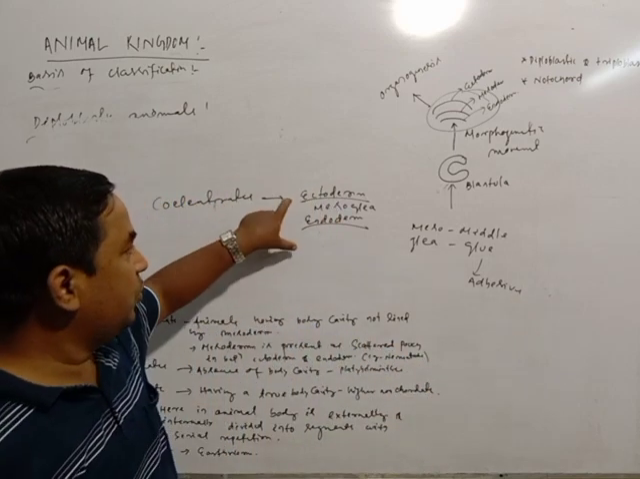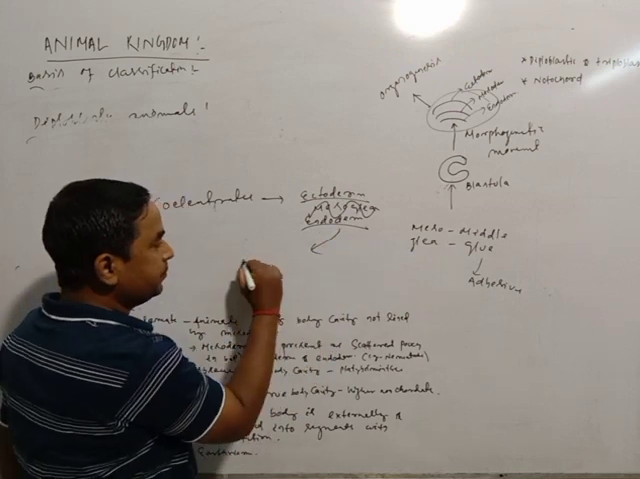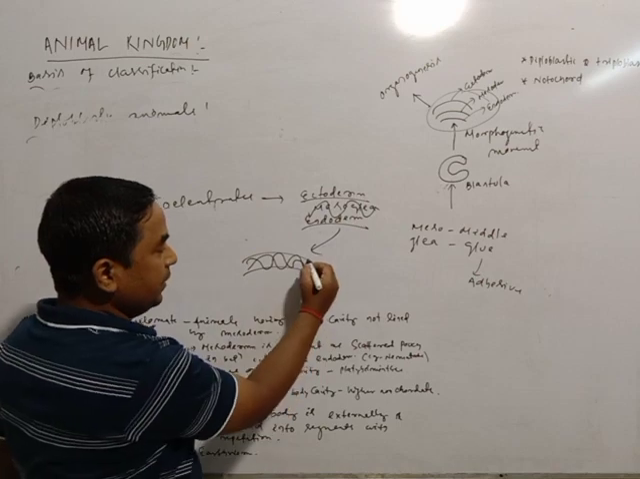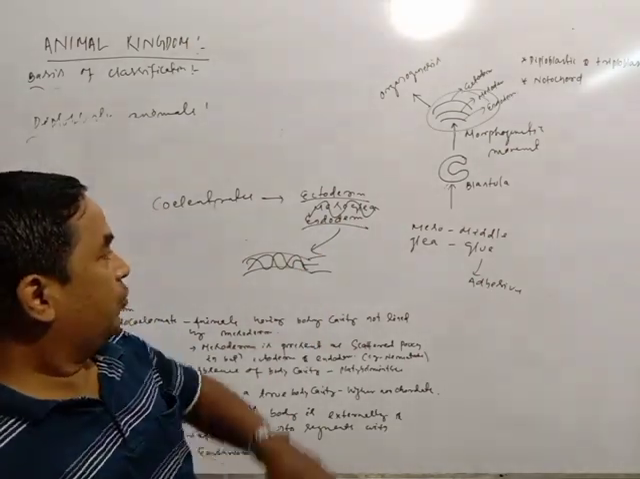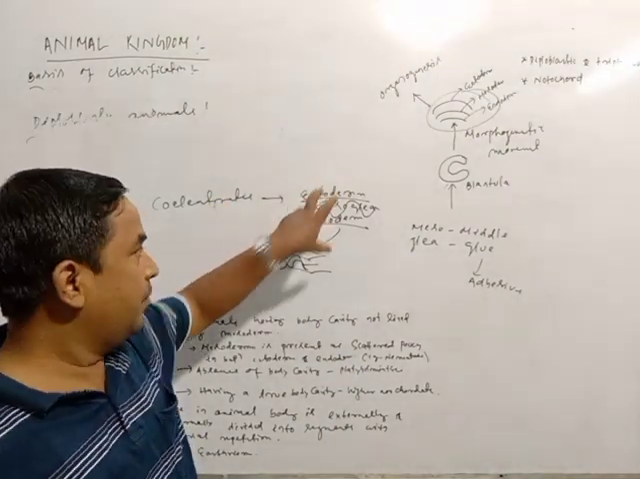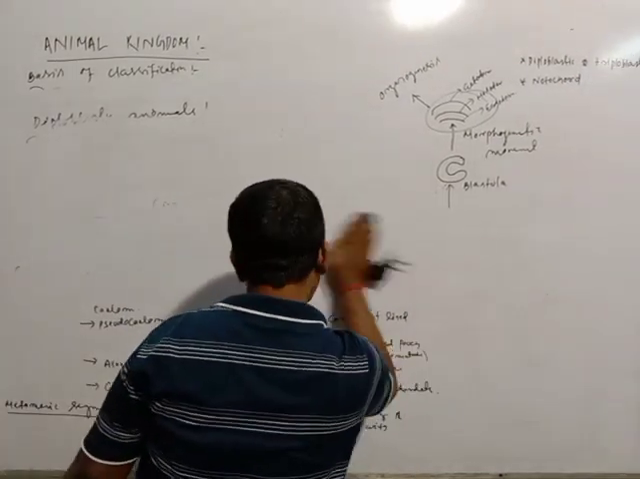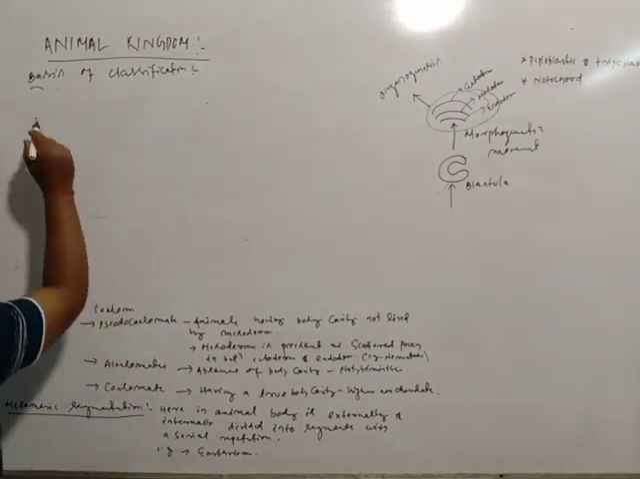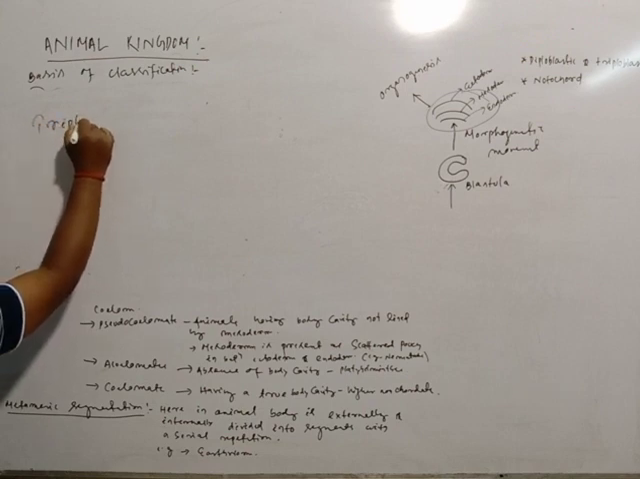So these two layers are made up of this structure. This is outer ectoderm, this is inner endoderm, this is middle mesoglea. So in case of diploblastic animals, only two germ layers are produced, whereas certain animals show three germ layers, called triploblastic animals.